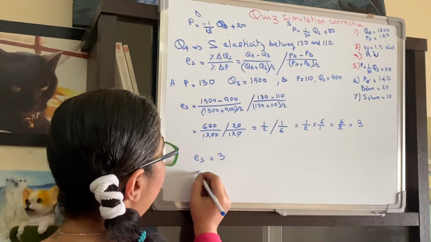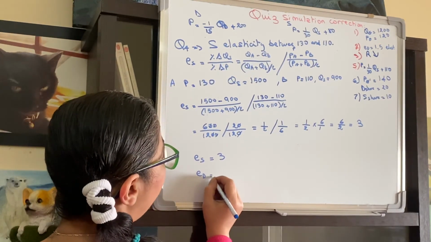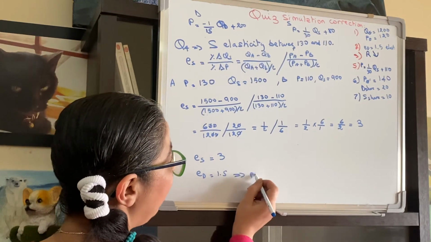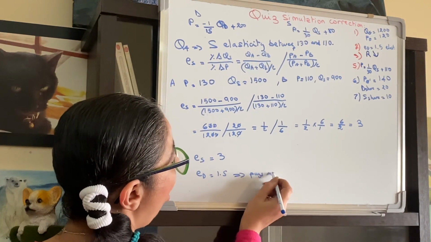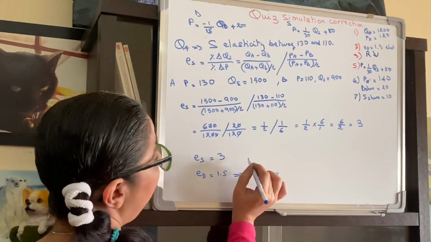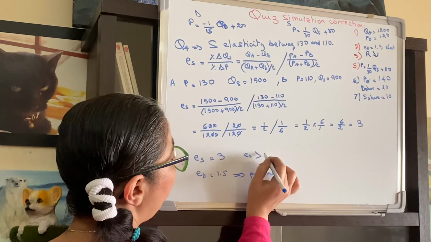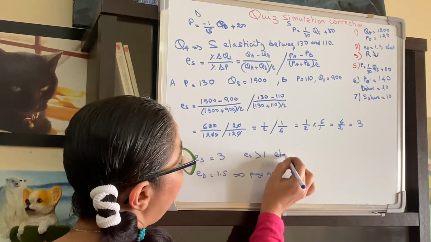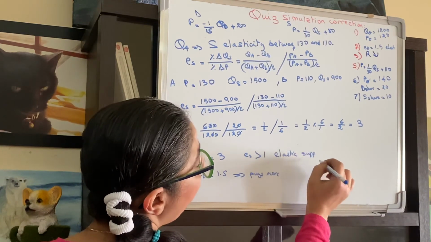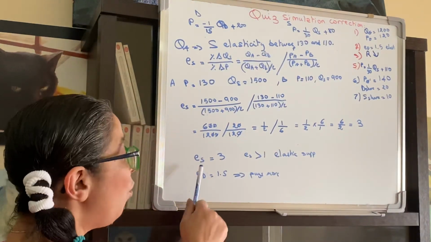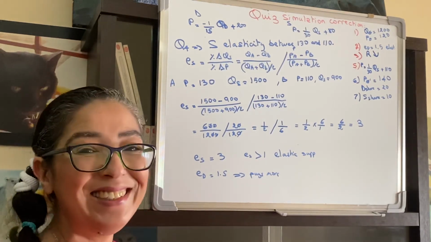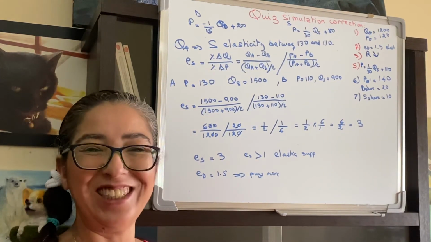Bigger than the elasticity of demand that was 1.5. So you know that this one pays more because this one needs it more. Elasticity of supply, ES greater than 1, so it's elastic supply. They're both elastic, but one is more elastic than the other. Agreed? We are done with the correction.